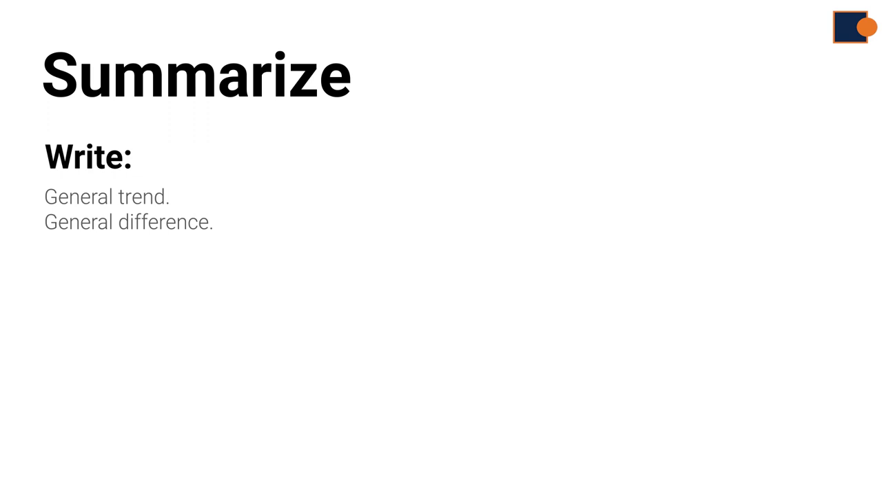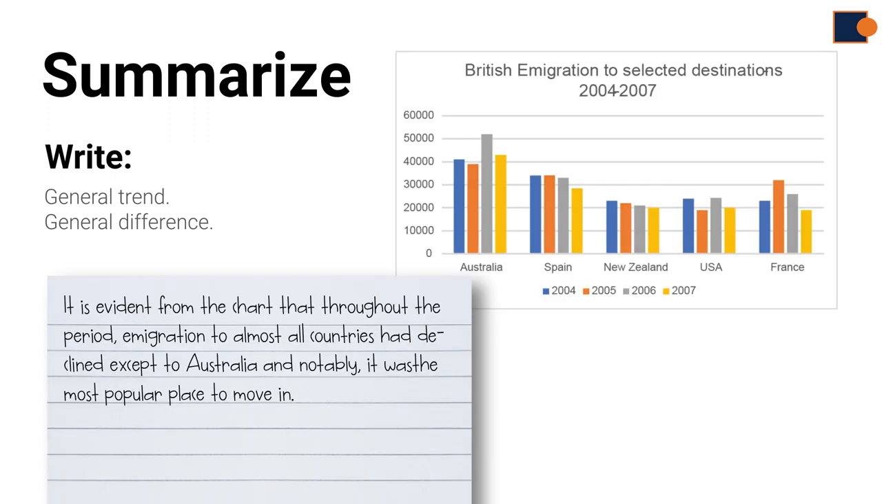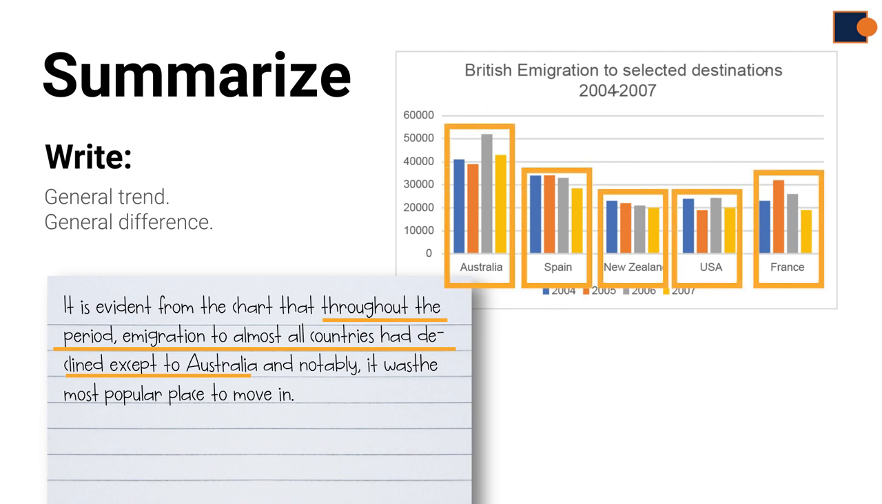Now, let's have a look at the sample. It says, "Throughout the period, immigration to almost all countries had declined except to Australia." This is exactly what we discussed in the previous section. In addition, it includes Australia as the highest of all. That's all you need to mention in the overview. You don't need to mention data or years, as those are discussed in the details part.